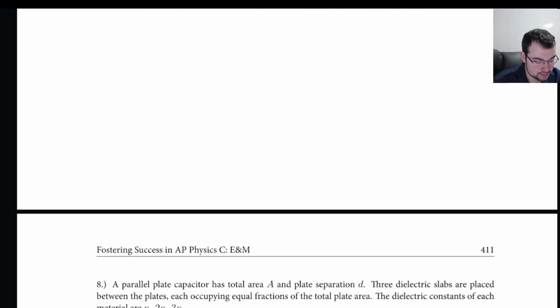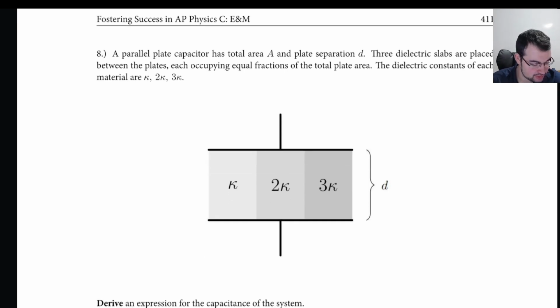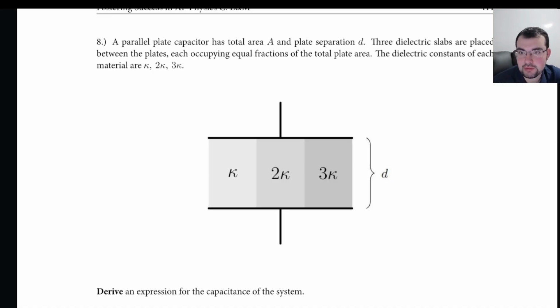All right. So now we're going to do sort of an extension of these parallel capacitors where they're not really in circuits, but we can actually get clever by making these sort of dielectric sandwiches. So this is the first of the three we'll do. We say this parallel plate capacitor has total area A and plate separation D. We have three dielectric slabs that cut this into thirds. So we have a kappa, a 2 kappa, and a 3 kappa. So this is a third of the area, this is a third of the area, and this is a third of the area. So they're equally sharing the plate area.